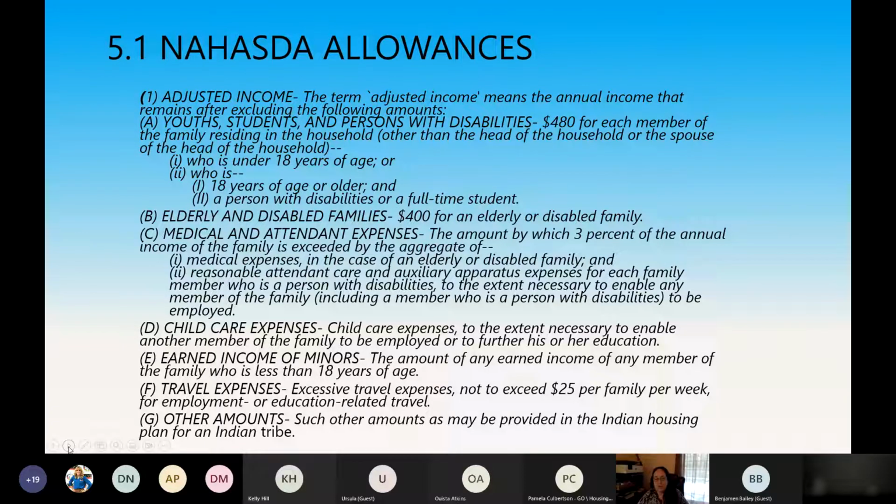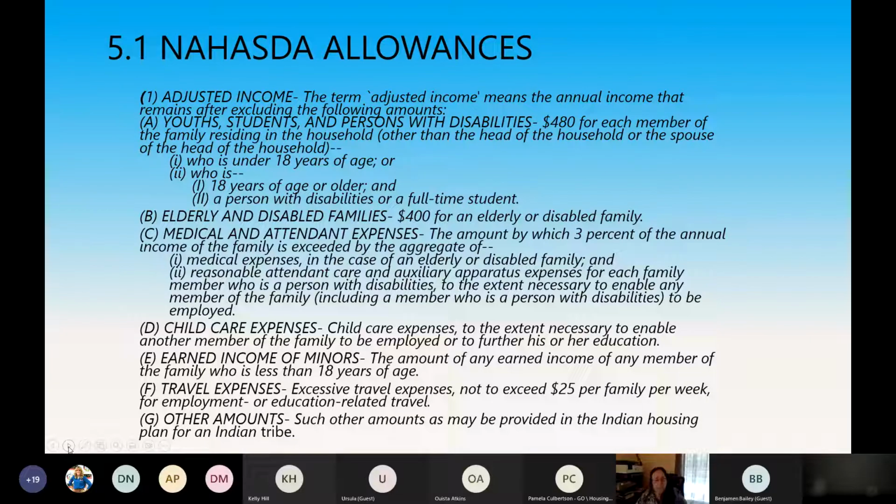Youth, students, and persons with disabilities. $480 for each member of the family residing in the household other than the head of the household or the spouse of the head of the household. Or, that co-lessee. So those 3 positions at the very top, a lot of things are going to apply if you're dealing with them.